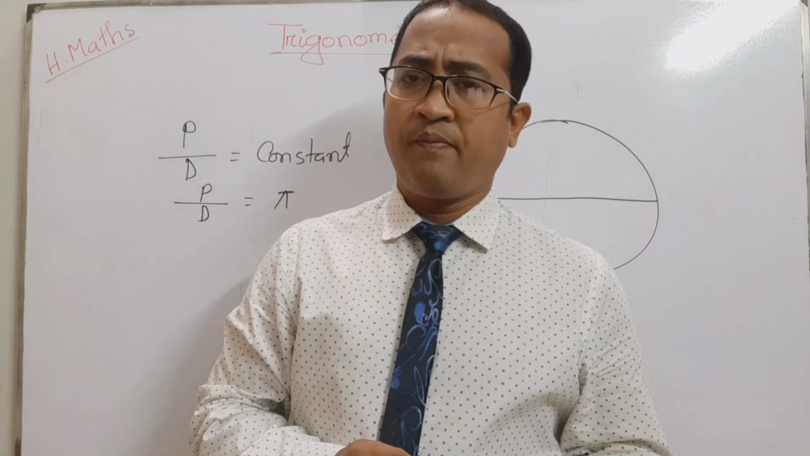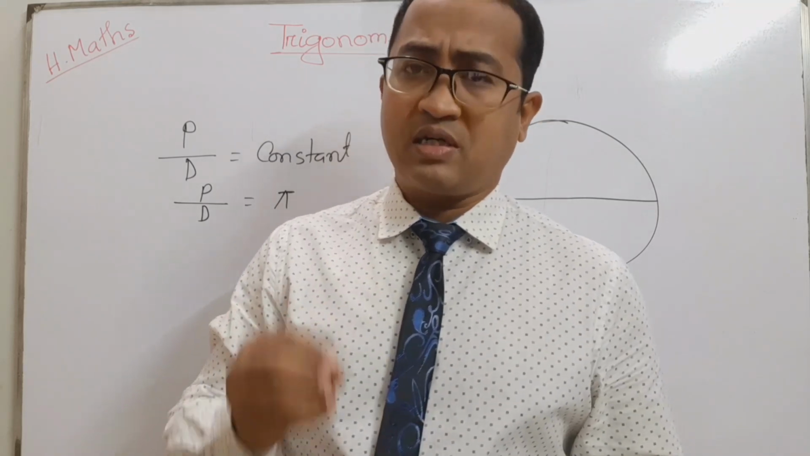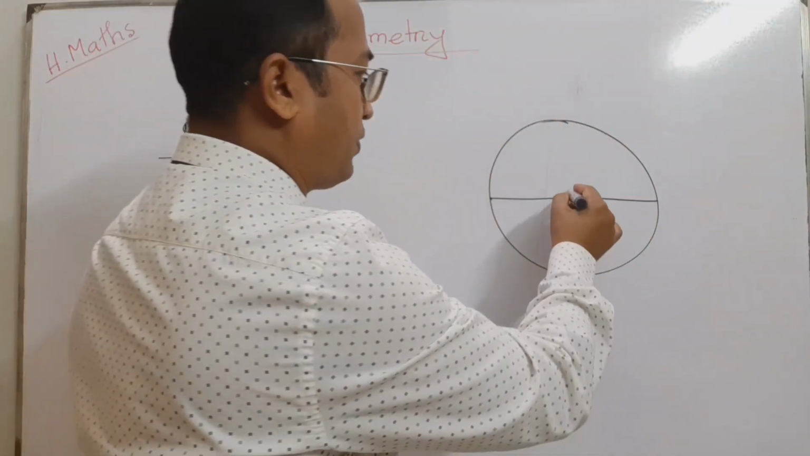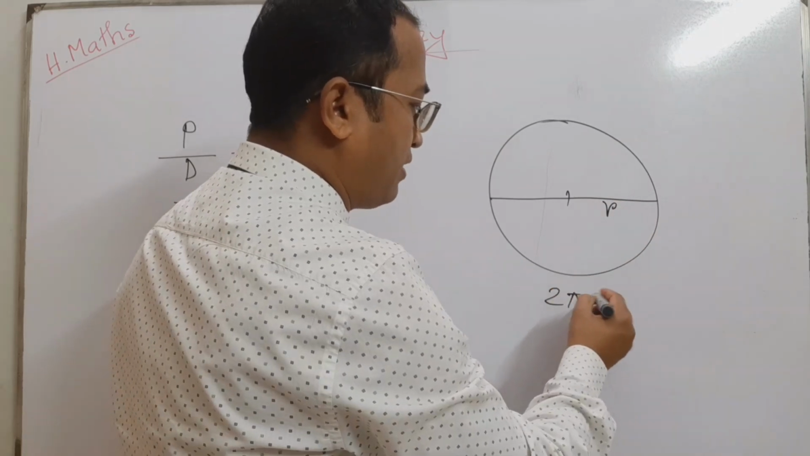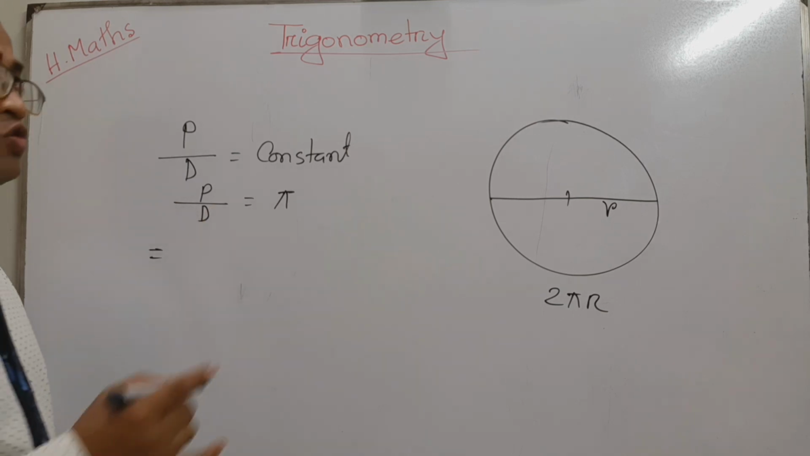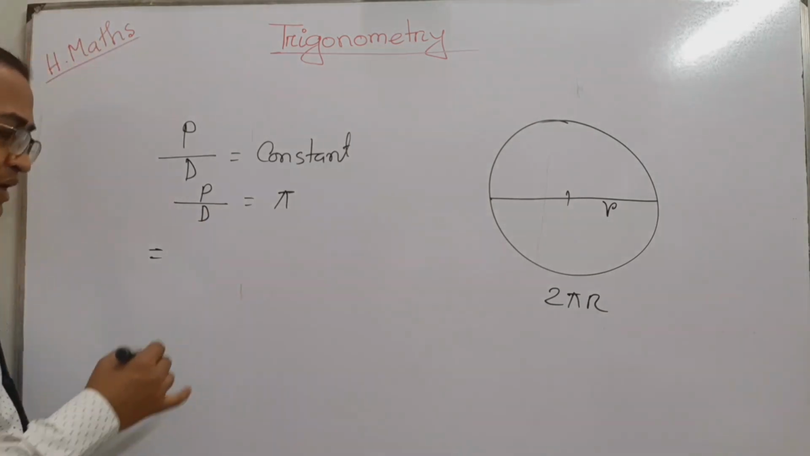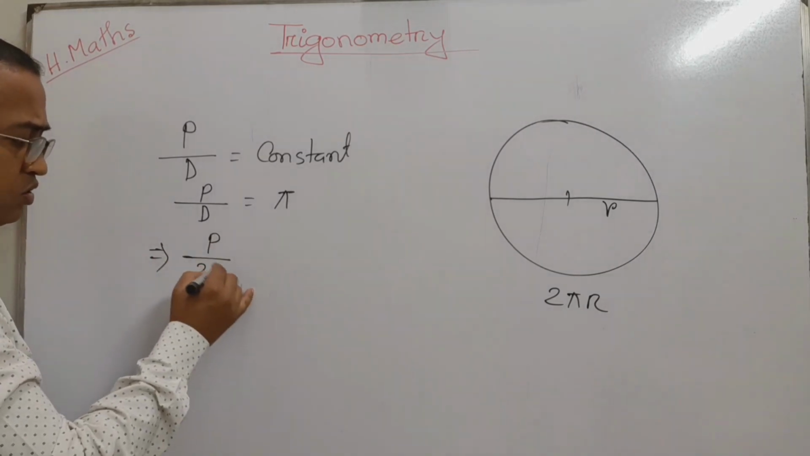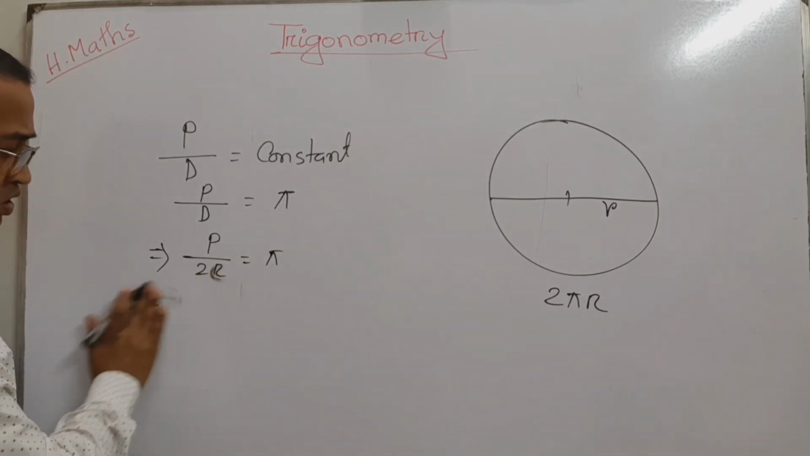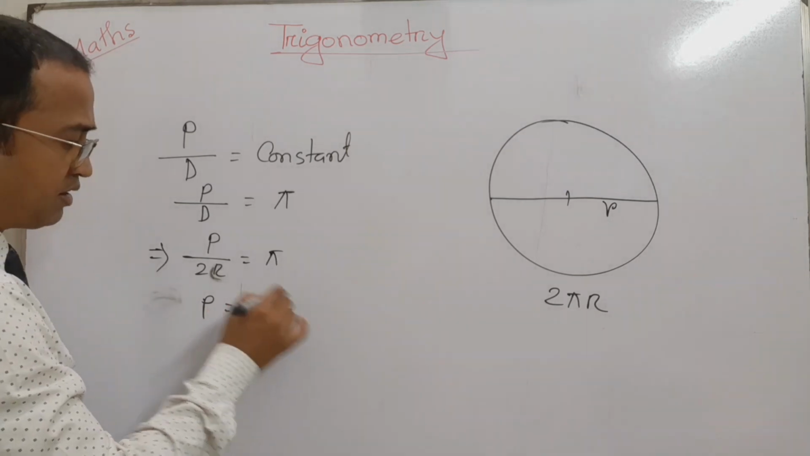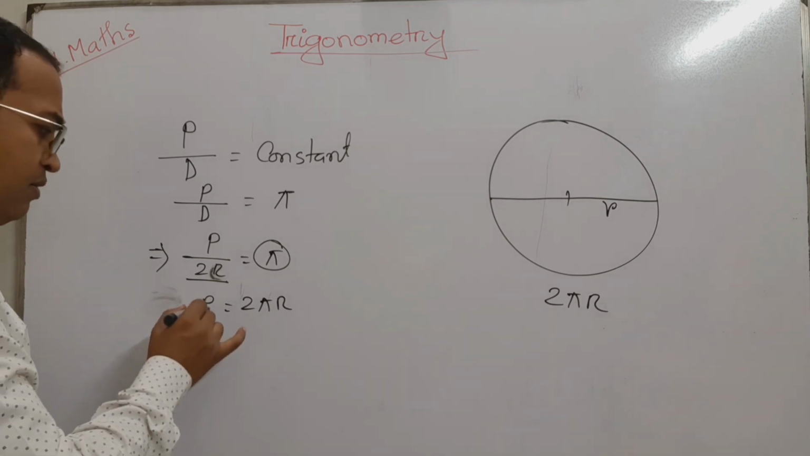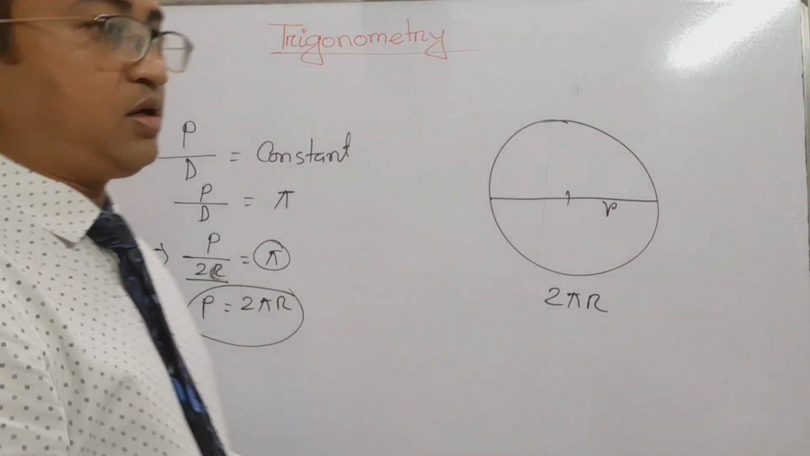This is the proposition 1. Now proposition 2, the circumference of a circle of radius r is 2 pi r. Now look, here diameter is equal to 2r, 2 times the radius. So we can say P by 2r equal to pi. So therefore P equal to 2 pi r. If you multiply 2r with pi, you will get P equal to 2 pi r. That is, circumference is equal to 2 pi r.